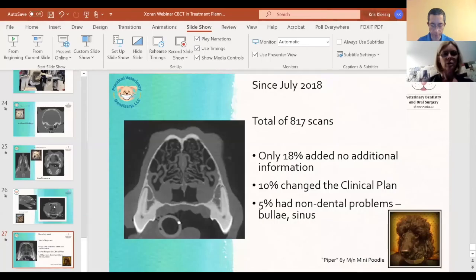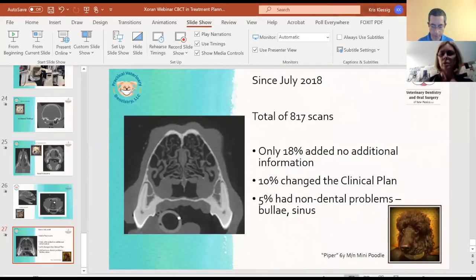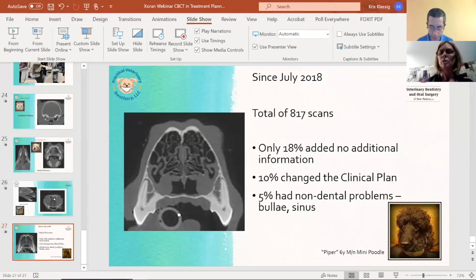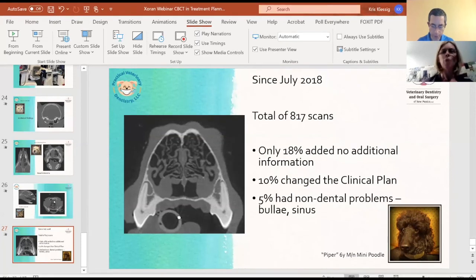Dr. Bannon, thank you so much. This was a fantastic presentation. You've covered quite a bit of ground, and they were really great examples of the daily use of the cone beam CT in practice.